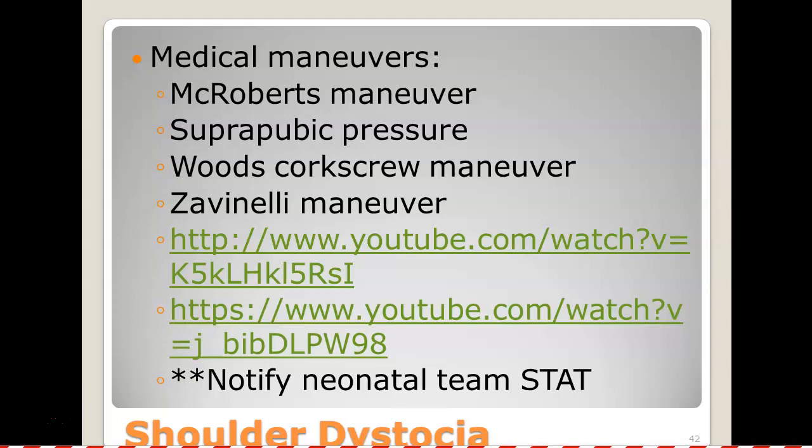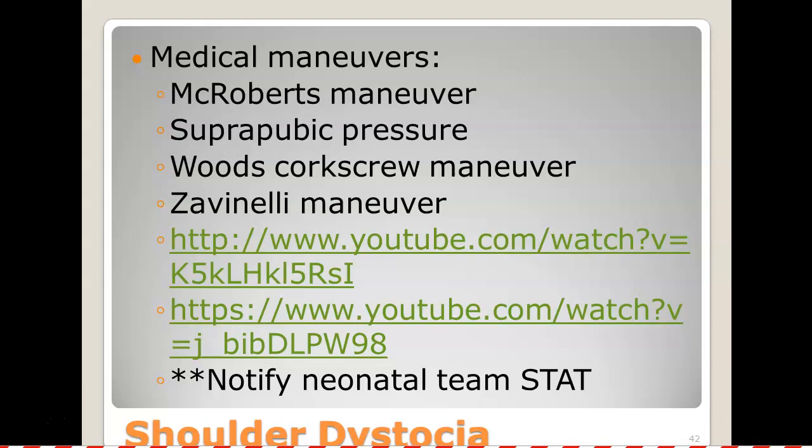Another common medical maneuver is suprapubic pressure. This is often referred to as Rubin 1. This is where the nurse, usually, or an assistant in the delivery, puts pressure with their fist on top of the pubic bone to try to push that anterior shoulder down and away from that pubic bone. The McRoberts maneuver as well as suprapubic pressure are often used in combination.